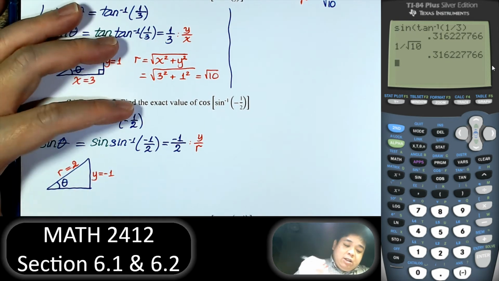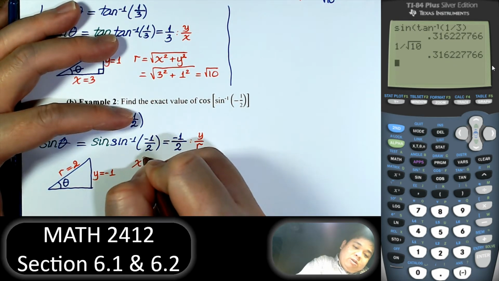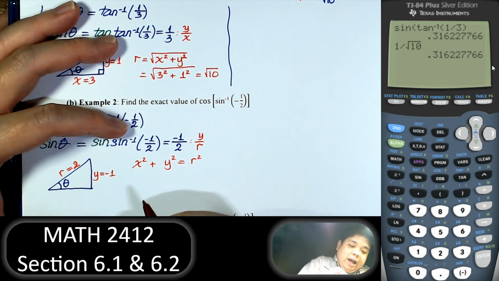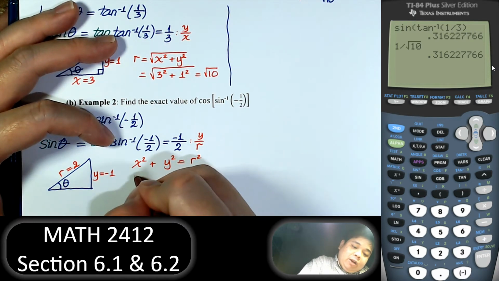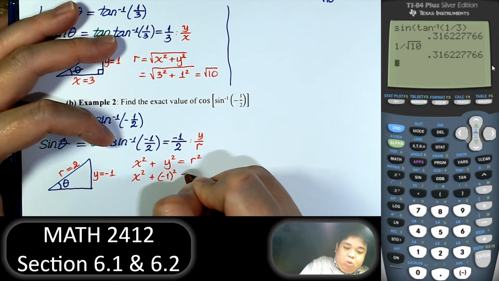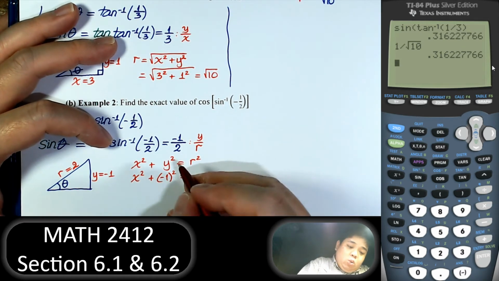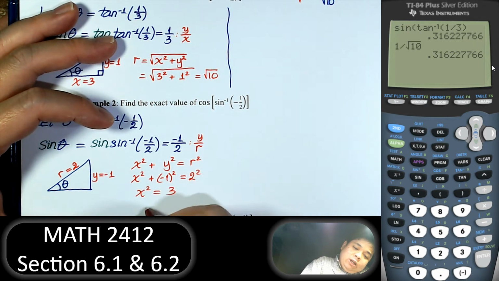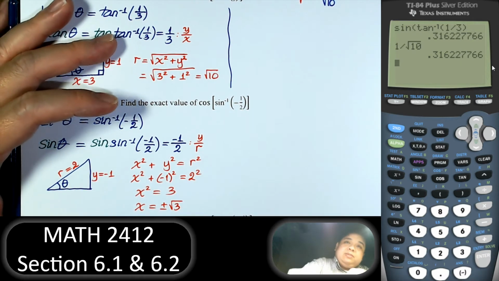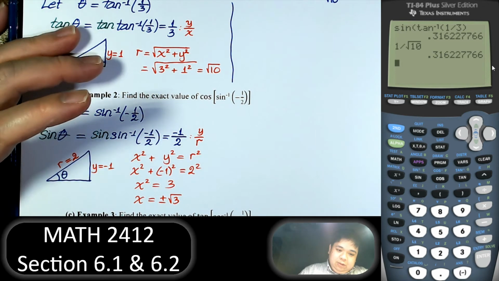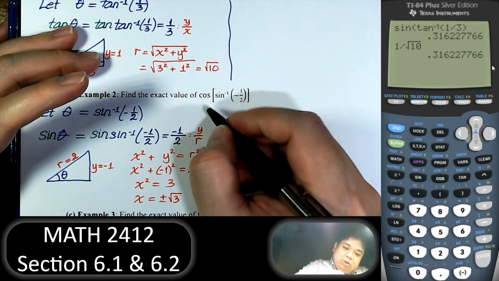So how do we solve for x? Well, the Pythagorean theorem: x squared plus y squared equals r squared. X squared, we don't know. Y squared is 1. R squared is 2 squared. So x squared is equal to 3, so x equals plus or minus square root of 3. Now we go back to our problem.